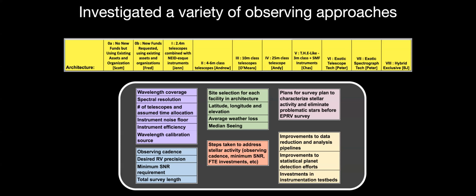We then investigated a variety of observing approaches, and this involved designing 8 different architectures, as we called them, that included details on everything from the aperture and location of the telescopes to the bandpass, resolution, and throughput of the instruments, what amount of telescope allocation you have, how you want to observe the stars, etc. So these were all detailed, and each one had a specific person leading that architecture.